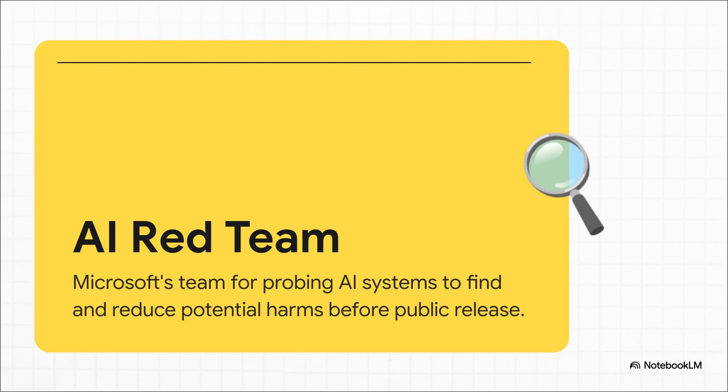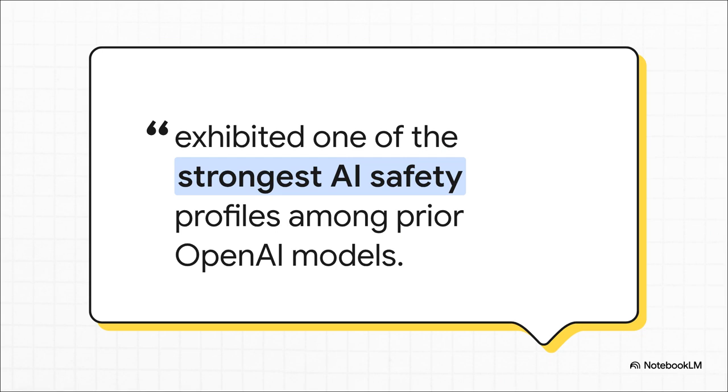Of course, with any powerful new tech, you've got to ask, is it safe? Well, Microsoft has this special group called the AI Red Team. You can pretty much think of them as a team of professional, in-house hackers. Their entire job is to try and break the AI, to push it to its absolute limits to find any potential flaws before any of us ever get our hands on it. And what they found is really telling. After all of that intense, rigorous testing, these are the experts who said this new model has, and this is a quote, "one of the strongest AI safety profiles among prior OpenAI models." Coming from them, that is a massive vote of confidence in just how reliable and secure this thing is.